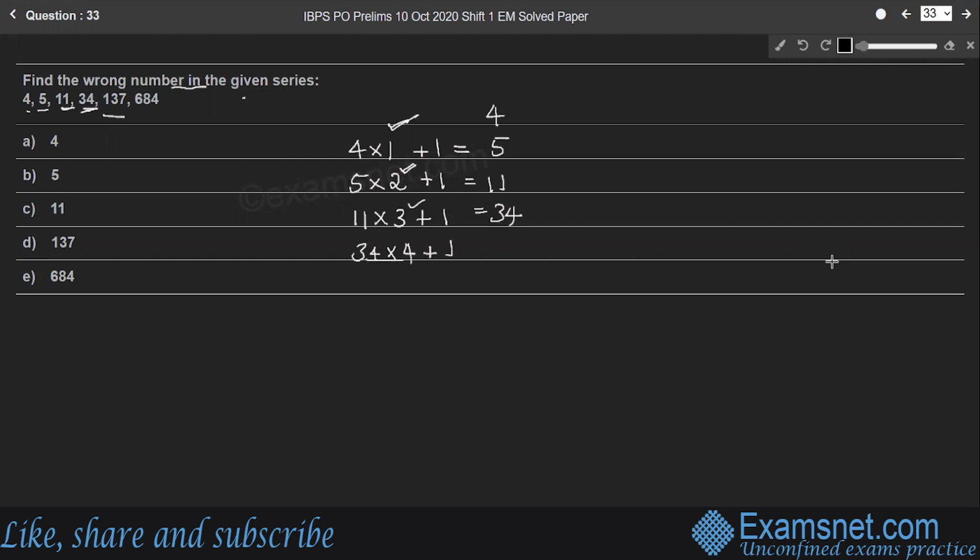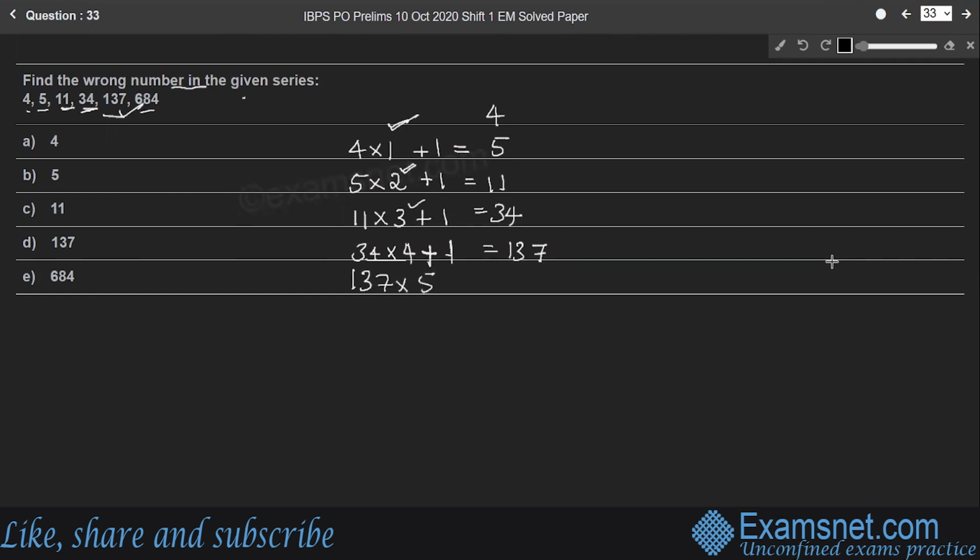When it is multiplied by 4, you will get 132. Is it 132? No, 136. Plus 1 gives 137. Yes, which is right, right? So we are following the proper rule here. So according to the rule, 137 should be multiplied by 5.